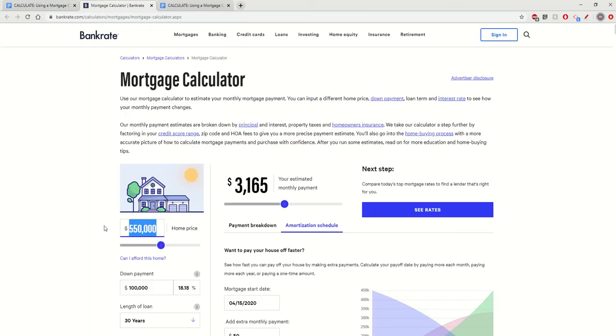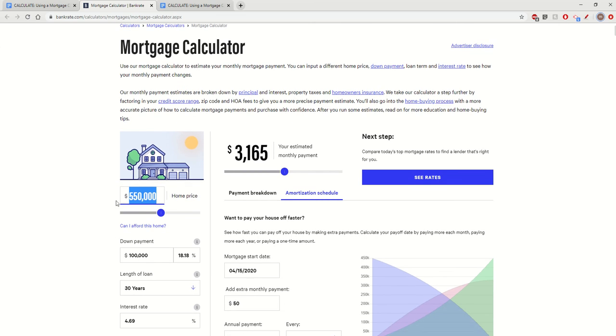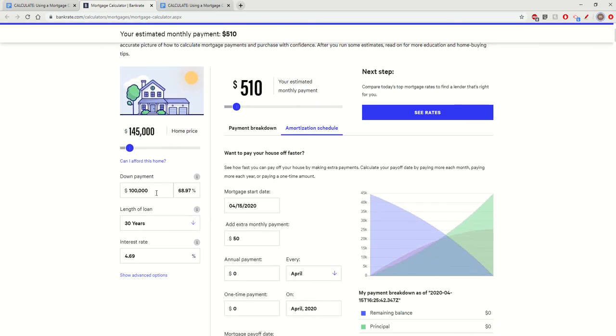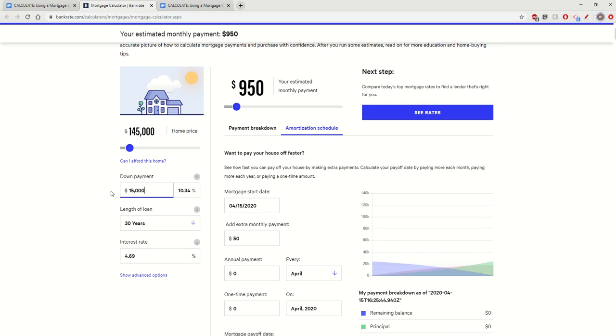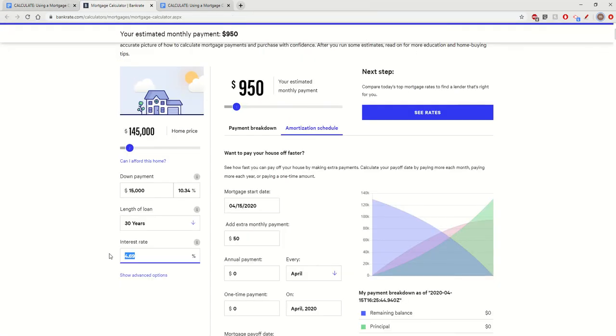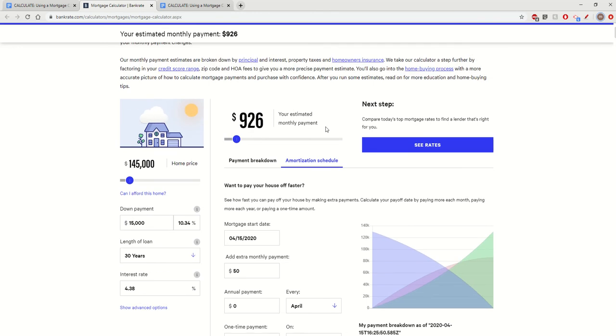Okay, so we're going to put in the information here on the left-hand side. 145,000 was the price of the home. He was going to put down 15,000 as a down payment, and it was a 30-year loan at 4.38. Right here, it gives you what your estimated monthly payment would be. In this case, it'd be $926 for the estimated monthly payment.